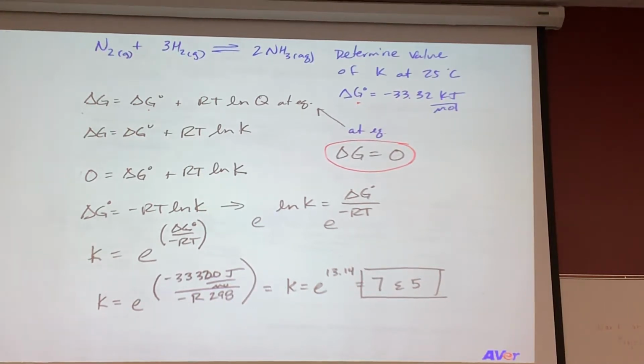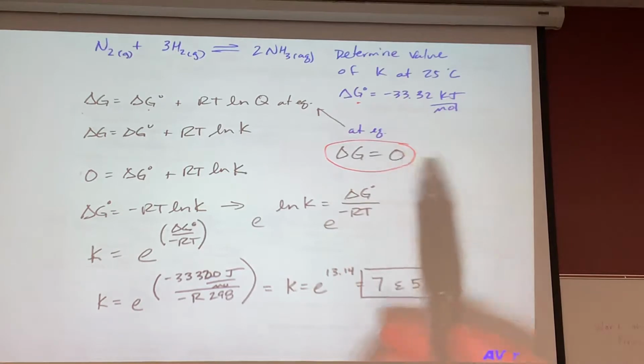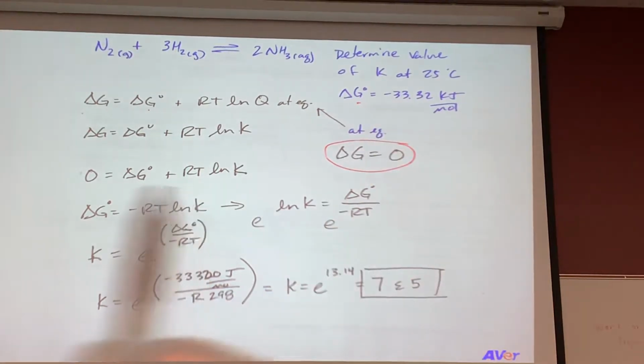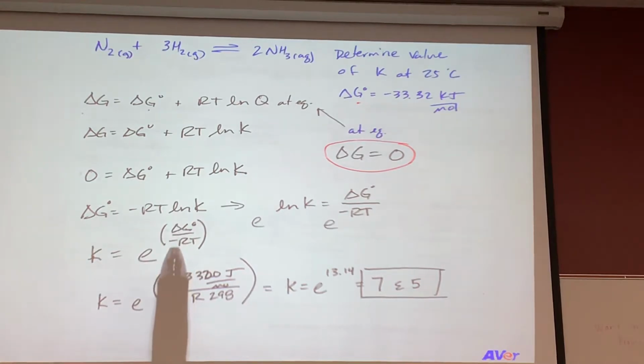Maybe that's it, what I just typed in. Because delta G is negative, and then in this rearrangement that R is a negative RT. Okay, I did get that.